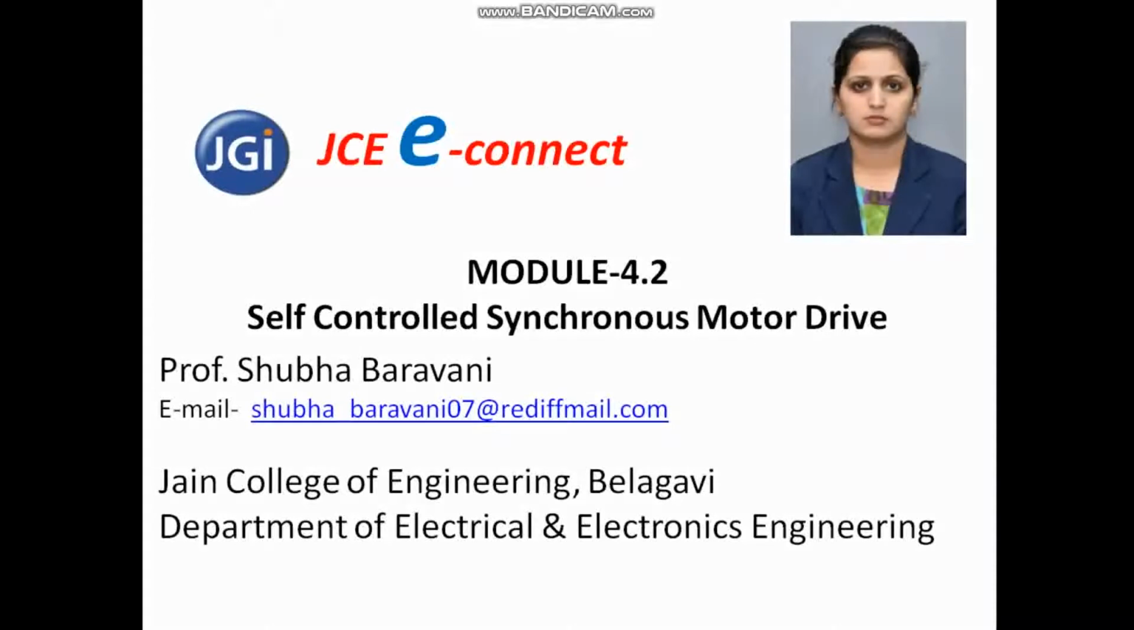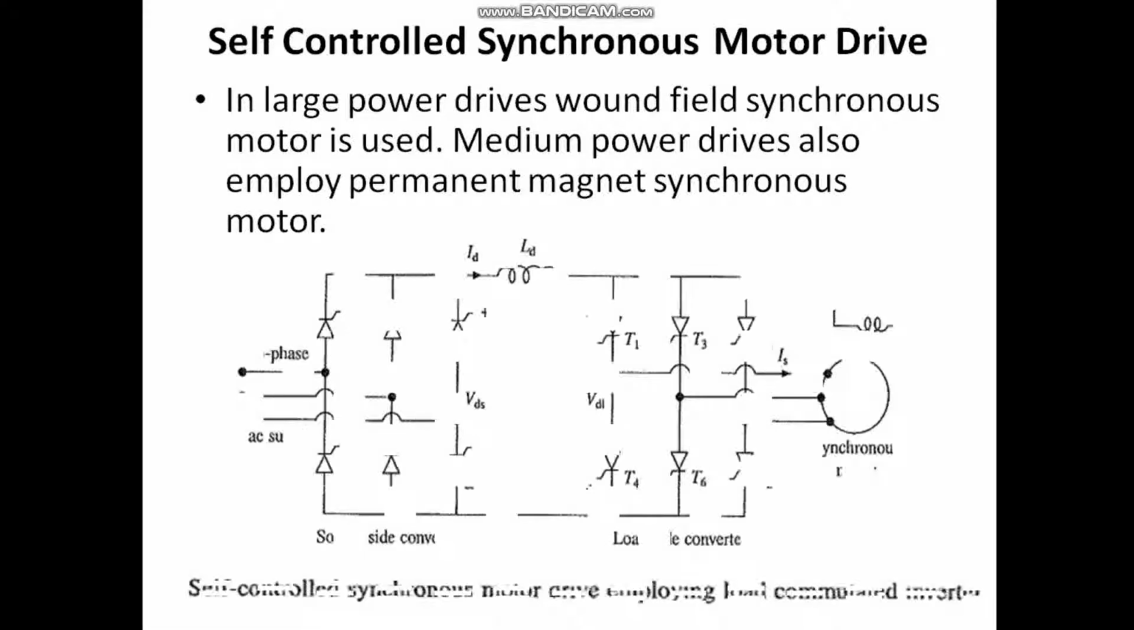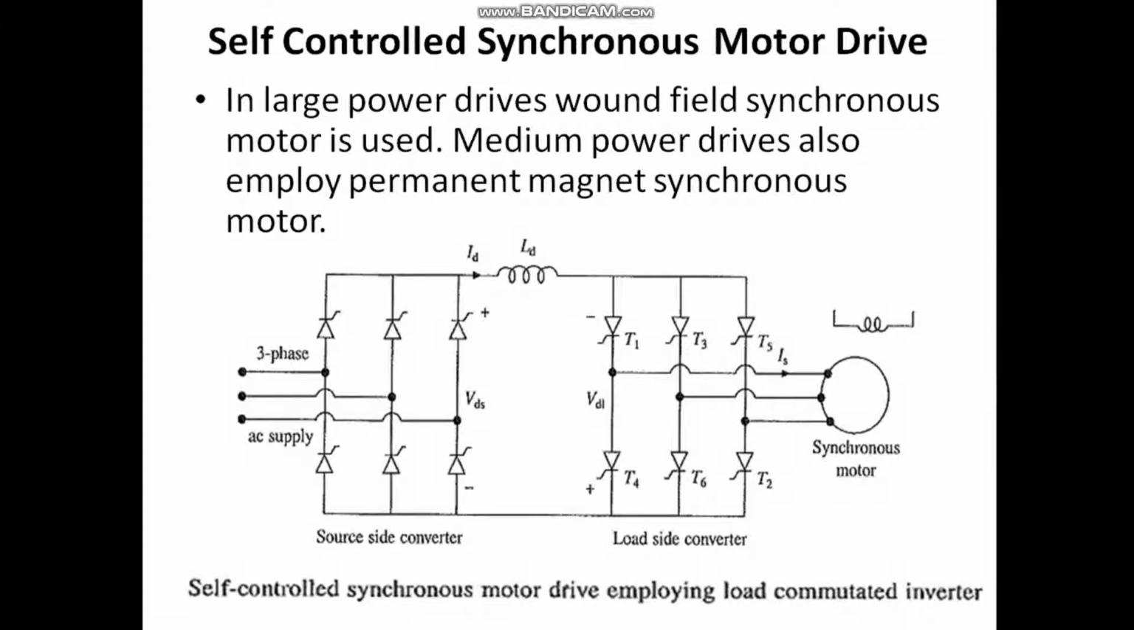So we'll start with the self-controlled synchronous motor drive. In large power drives, wound field synchronous motor is used. Medium power drives also employ permanent magnet synchronous motor. This is the figure for the self-controlled synchronous motor drive, where we employ a load commutated inverter.